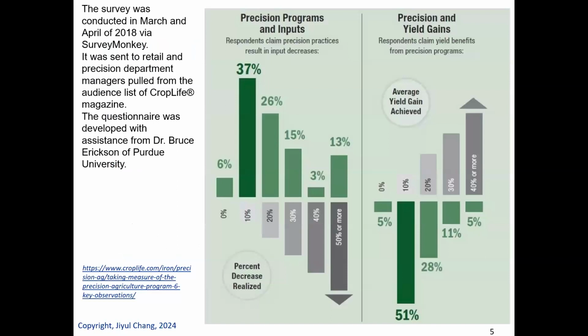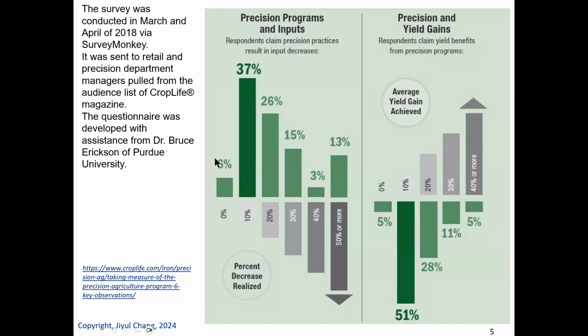Then I will show you real-world survey data. This survey was conducted by Purdue University in 2018. Based on this survey, first I'd like to talk about the left-hand side chart. The left-hand side chart is about what was asked of the dealerships: when they use precision ag practice, how much do they reduce the input?